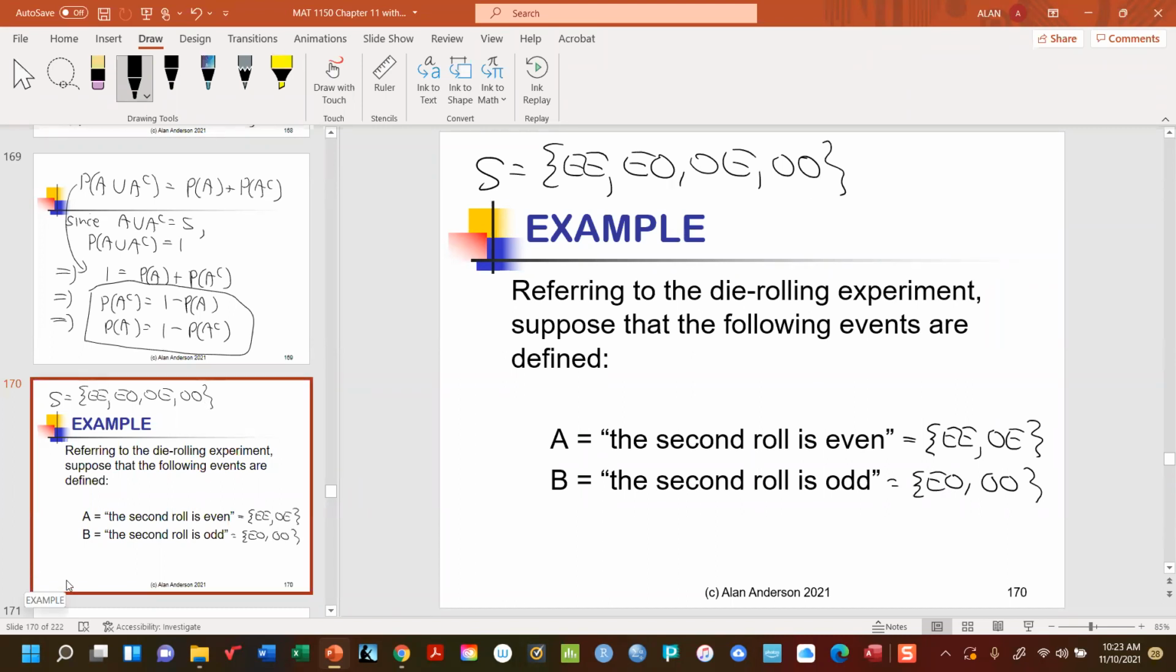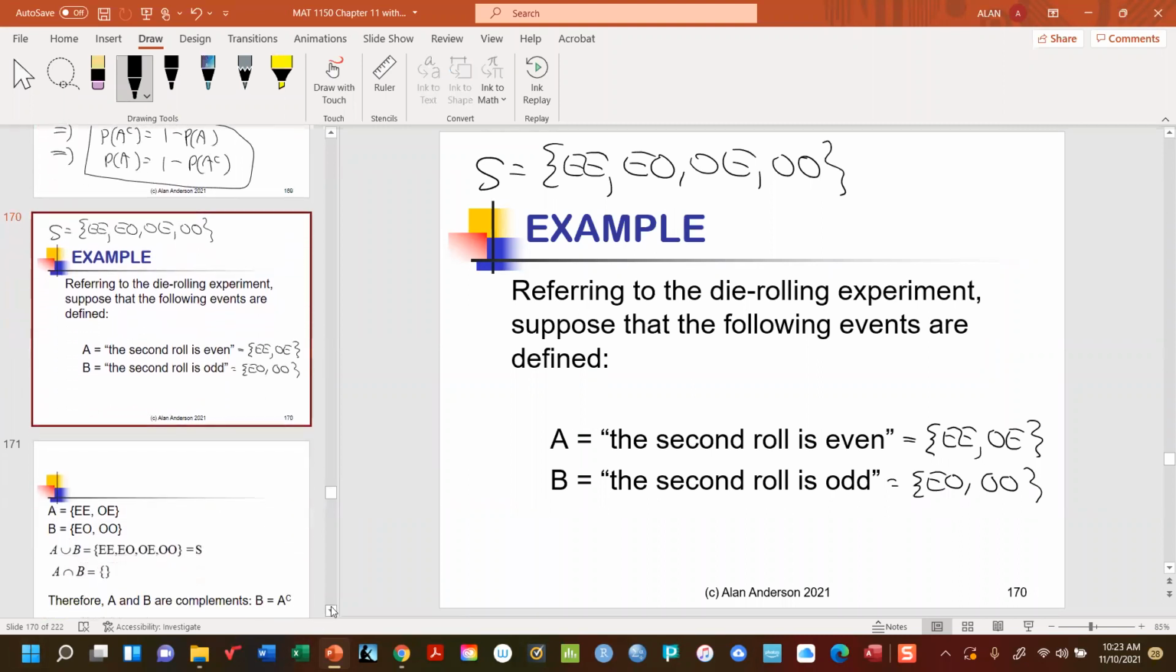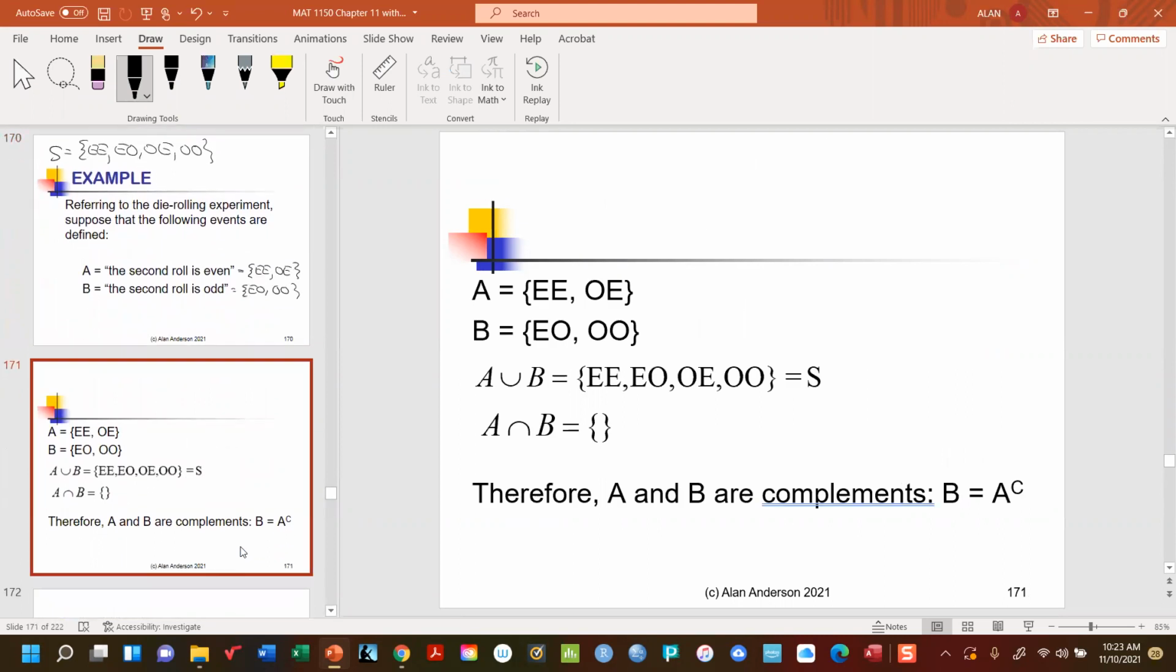When you look at those events, you'll notice a couple of interesting things. First of all, if you try to take the union of A and B, you're going to get back the entire sample space. But on the other hand, the two events are mutually exclusive, meaning that their intersection is the empty set. So right off the bat, we know that A and B are complements, or what we could do is write B as A complement.